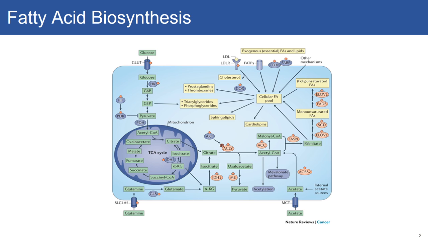Then we have fatty acid synthesis that leads to palmitate. Palmitate leads to monounsaturated fatty acids and polyunsaturated fatty acids, and it also feeds a cellular fatty acid pool, which then can lead to the building and construction of the rest of your storage and structural fatty acids, things like sphingolipids, cardiolipins, triacylglycerides, prostaglandins, which are hormonal things, and cholesterol.